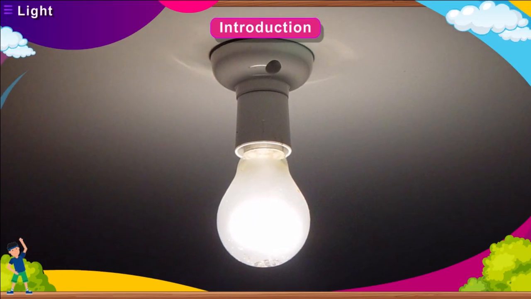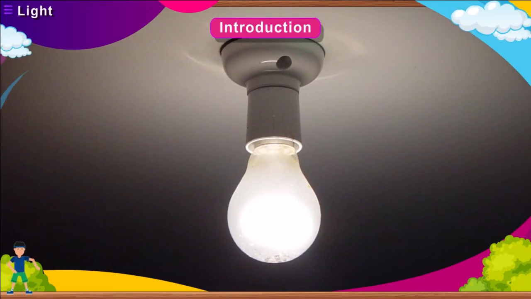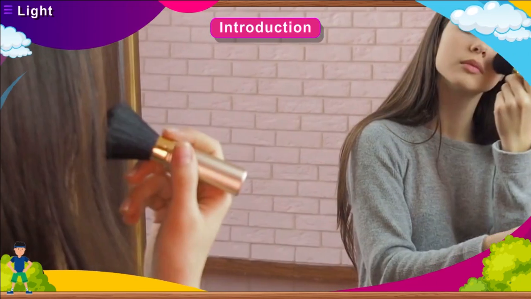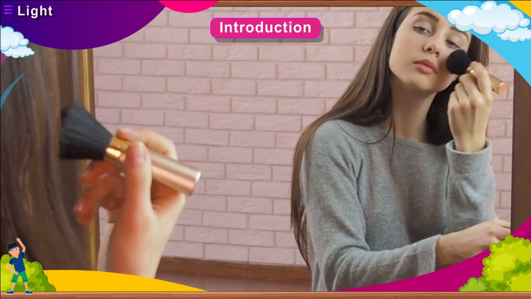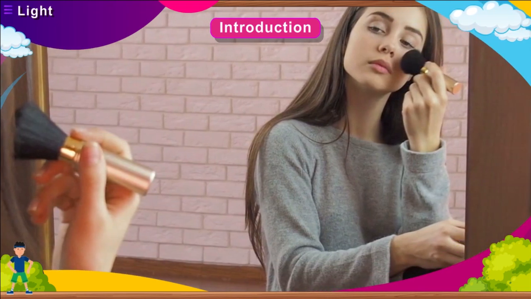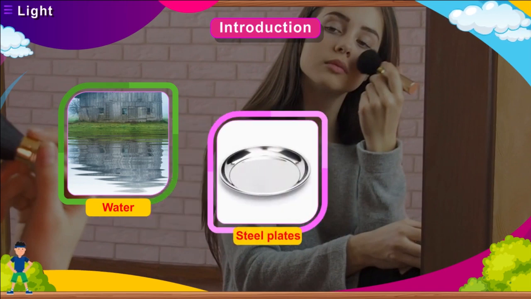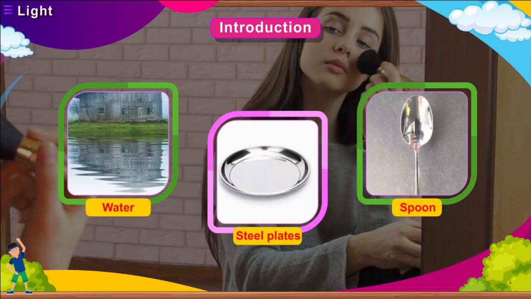Introduction. Light is a form of energy which gives us the sensation of sight. You must be wondering what makes you see your image in the mirror. You can even see your image in water, steel plates, spoons, etc. When light falls on an object, some part of the light is reflected back to our eyes. Then, we are able to see an object because of the light being reflected from the object.